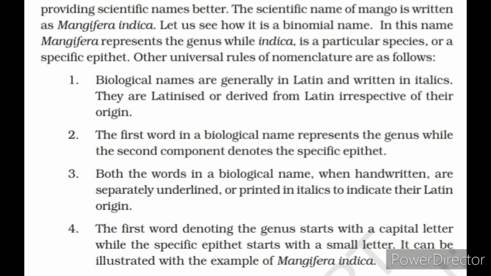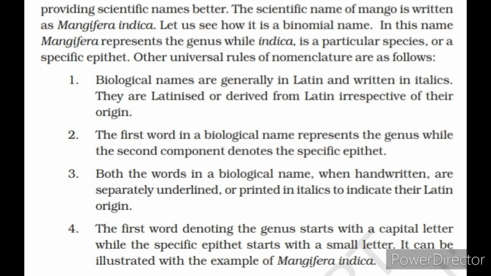1. Biological names are generally in Latin and written in italics. They are Latinized or derived from Latin irrespective of their origin. 2. The first word in a biological name represents the genus, while the second component denotes the specific epithet. 3. Both the words in a biological name, when handwritten, are separately underlined or printed in italics to indicate their Latin origin. 4. The first word denoting the genus starts with a capital letter while the specific epithet starts with a small letter. It can be illustrated with the example of Mangifera indica.